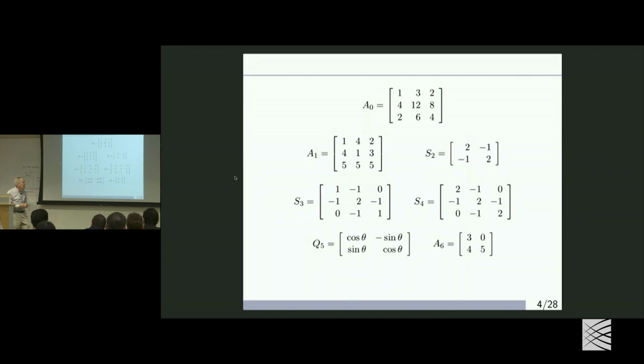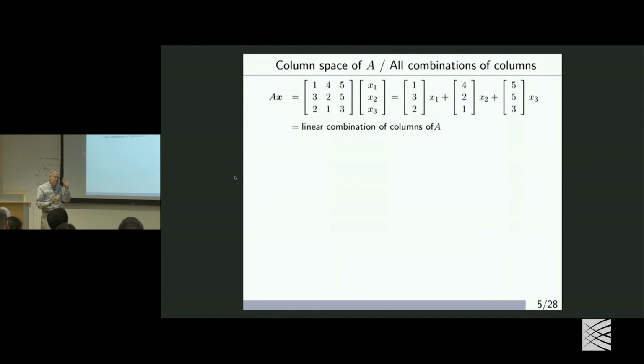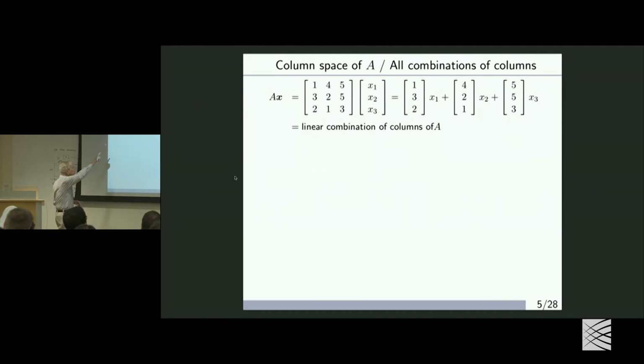Can I just start with what I do in the very first day of linear algebra? Here's a slightly different matrix, but a key point about matrix multiplication: multiplying a matrix by a vector. A matrix times a vector. And what is that right-hand side showing? It's showing that the result is a combination of the columns. A times x gives a combination of the columns.